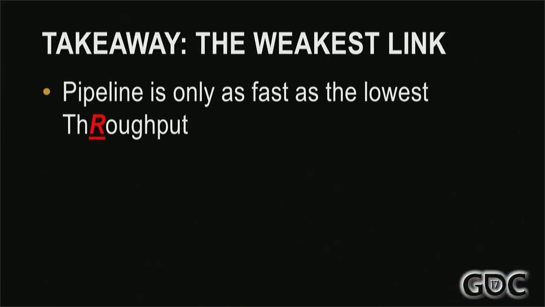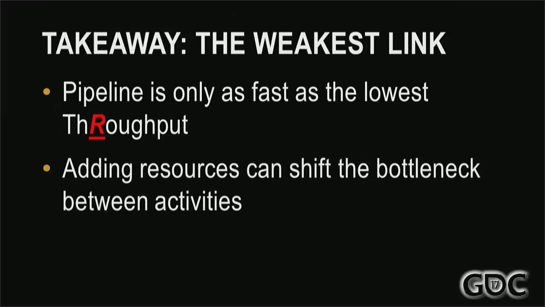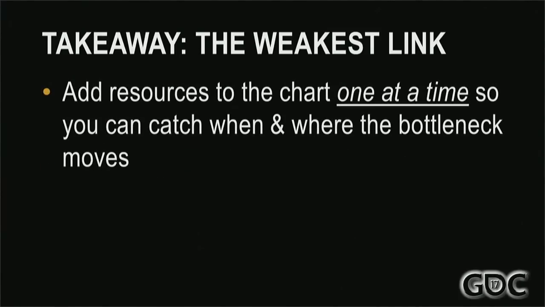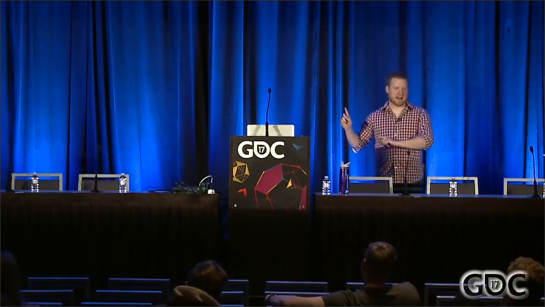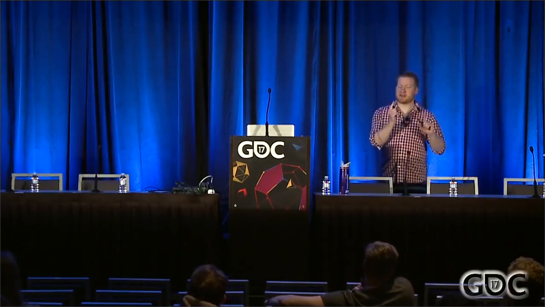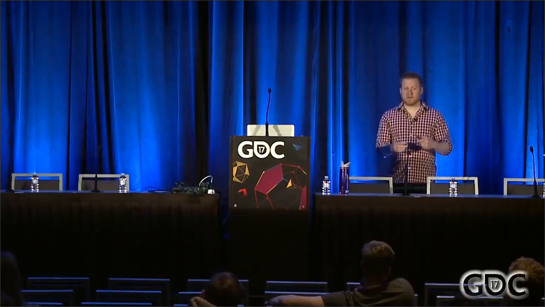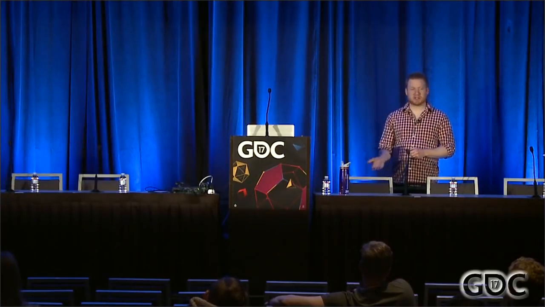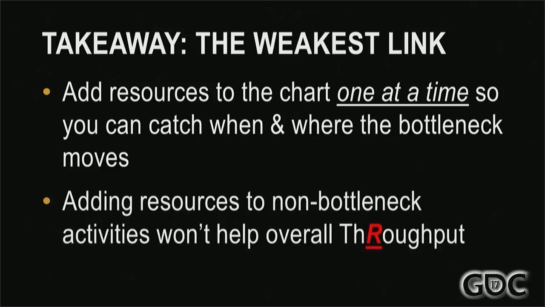So the big takeaway here is that process flows exhibit a weakest link phenomenon. You only move as fast as the group with the lowest throughput. Adding resources will shift the bottleneck between activities. So when you're using the capacity chart, it's very important you add resources one at a time so you can catch exactly when and where the bottleneck moves. If we added all three cinematic animators at once, we would have seen that the bottleneck had shifted to the concept artist, but we wouldn't have known exactly when, so we wouldn't have known which person we hired is actually just creating spare capacity. And adding resources to non-bottleneck activities won't help your overall throughput. It just creates spare capacity, so probably not the most effective use of money.